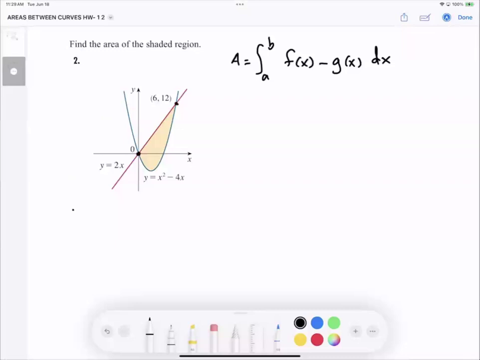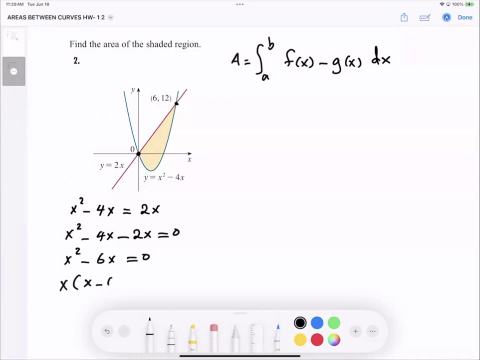So let me show you. x squared minus 4x is equal to 2x, or x squared minus 4x minus 2x is equal to 0, or x squared minus 6x is equal to 0. If you factor out x, you get x times (x minus 6) equal to 0. So x is 0, as you can see just right here, and the other x is 6, just right here. So again, if it's not given in the question, you have to solve using algebra.